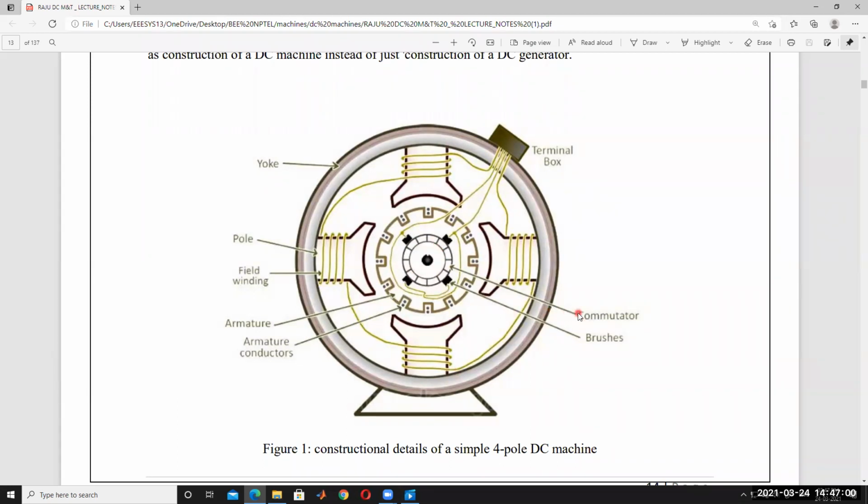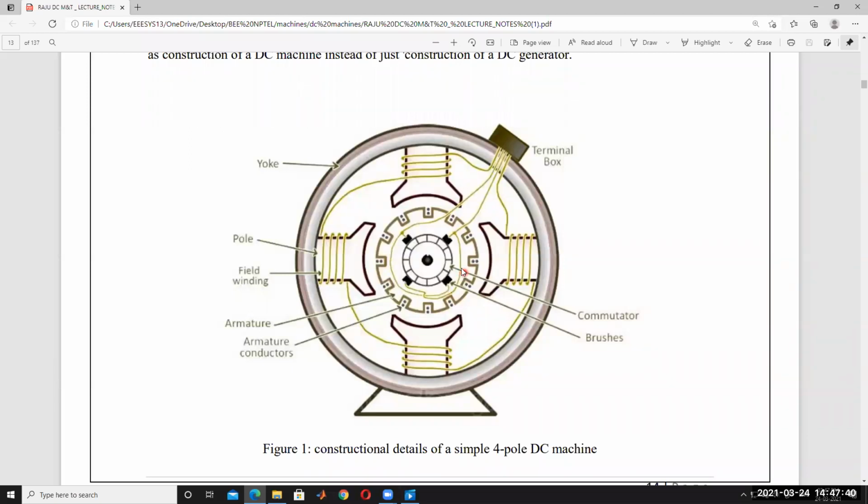The commutator is used to convert AC to DC or DC to AC. For a DC motor, the input is DC, so the commutator converts DC to AC, because the armature winding always carries AC. The AC current flows into the armature winding. For a generator, the armature winding produces AC, which is converted into DC. For a motor, the commutator converts DC to AC.